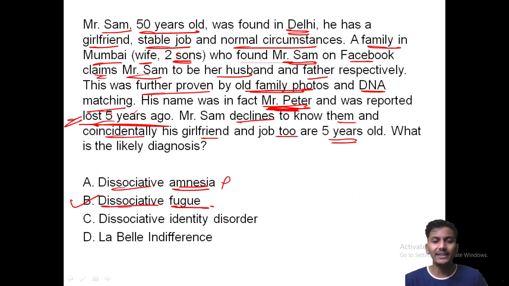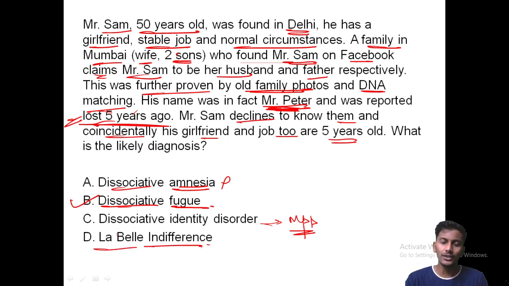Dissociative identity disorder, we have already explained, is also known as multiple personality disorder. This is usually seen in movies like Aparichit, when a person has more than one personality inside a single individual. And labile indifference is usually seen in cases of conversion disorder, where there is a lack of concern for his symptoms. He is totally unaware. Usko koi farak nahi padta.